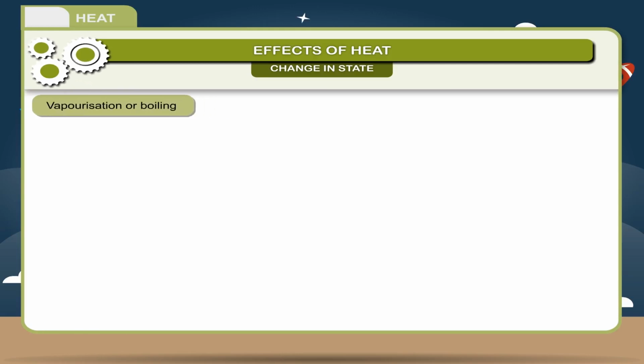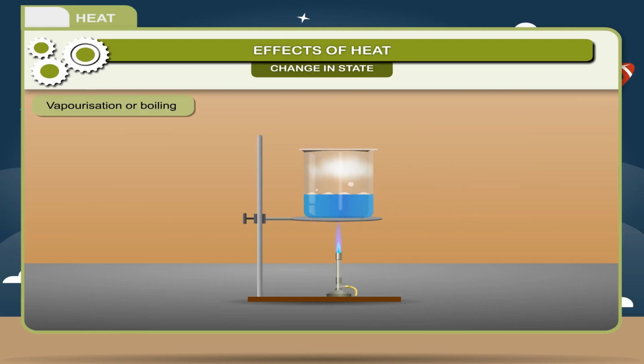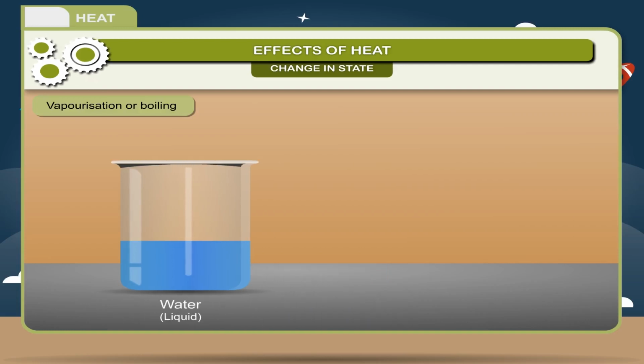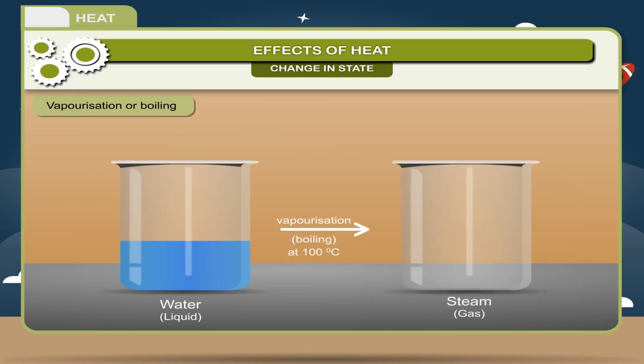Vaporization or boiling. Vaporization or boiling is the process in which a liquid changes into gaseous state at constant temperature by absorbing heat energy. The constant temperature is called boiling point, which is different for different liquids. For example, the boiling point of water is 100 degrees Celsius. Water, liquid, vaporization, boiling at 100 degrees Celsius gives rise to steam, gas.